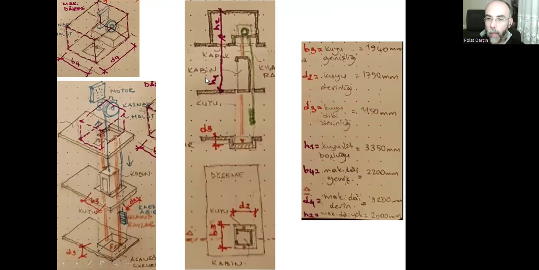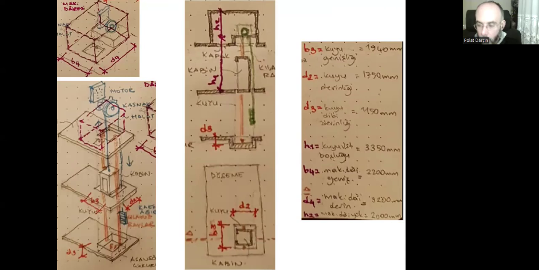And we have this D3, the height of the elevator pit is this. And you can see the other required minimum sizes. But again, I'm repeating, that's just an example. An example for the minimum cabins, one of the minimum cabins.